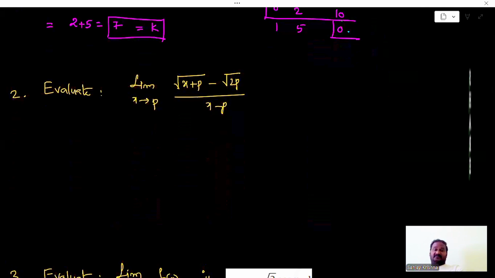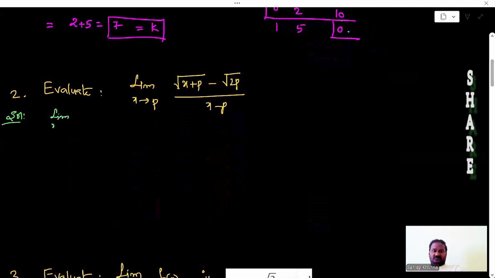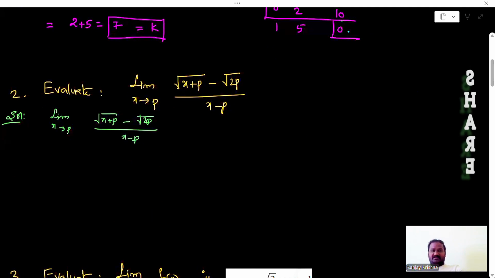So when it is an indeterminate form, what are we supposed to do? We have to think about an alternate method. Since the numerator involves irrational numbers, the very first thing that we can do is rationalize the numerator, right? So how do we rationalize the numerator? Limit x tends to p, root over x plus p minus root 2p divided by x minus p is the given function. When you're rationalizing the numerator, multiply and divide by root over x plus p plus root 2p, because this is the rationalizing factor of the numerator.